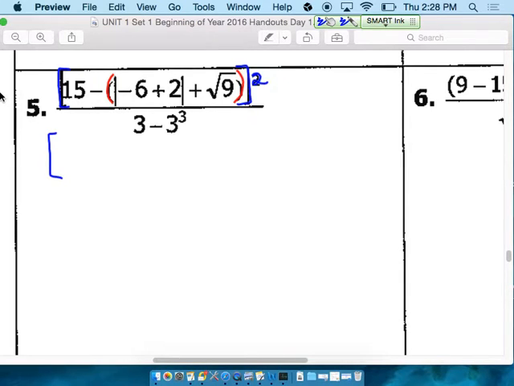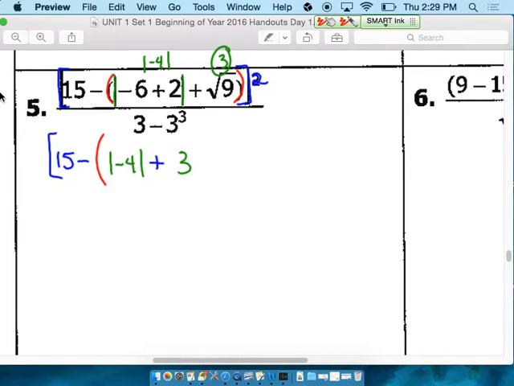So here's my numerator. I'm going to start with the 15 and I'm going to subtract. And first thing I have is an absolute value bar. So I'll do this in green. I have the absolute value of -6 plus 2. Well, that's going to be the absolute value of -4. So I'm going to express that in this manner right here. And then I have plus the square root of 9. Well, the square root of 9 is 3, and I hope that that's something you're all comfortable with. We will study radicals at some point this year.